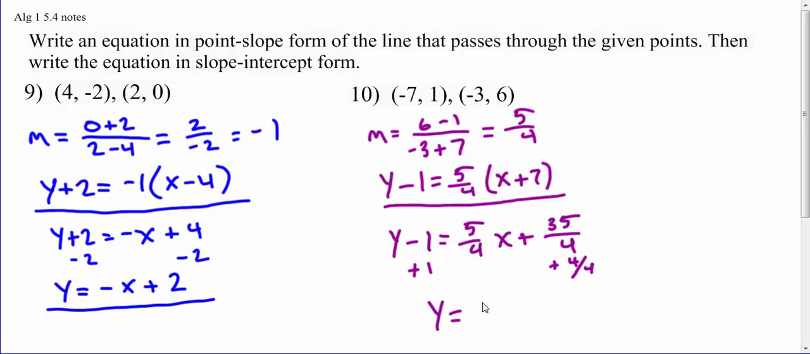That may help you a little bit. And we'll have y is equal to 5/4 x plus 39/4. Now some of you may prefer, instead of writing 39/4, to write 9 3/4, something like that is totally fine. I'm fine with an improper fraction like 39/4.